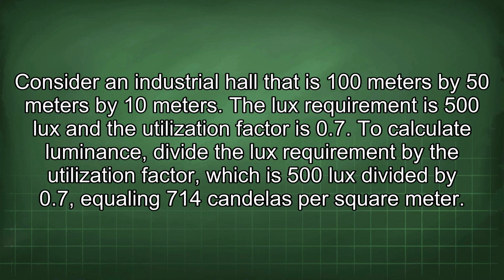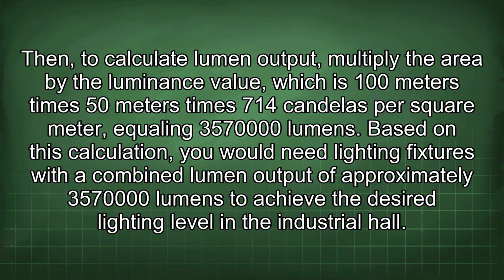candelas per square meter. Then, to calculate lumen output, multiply the area by the luminance value, which is 100 meters times 50 meters times 714 candelas per square meter, equaling 3,570,000 lumens. Based on this calculation, you would need lighting fixtures with a combined lumen output of approximately 3,570,000 lumens to achieve the desired lighting level in the industrial hall.